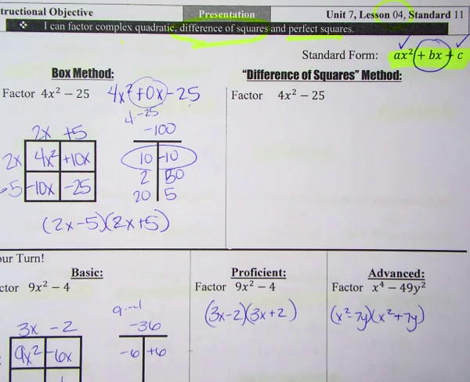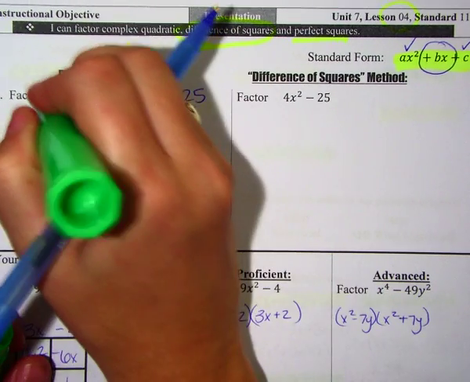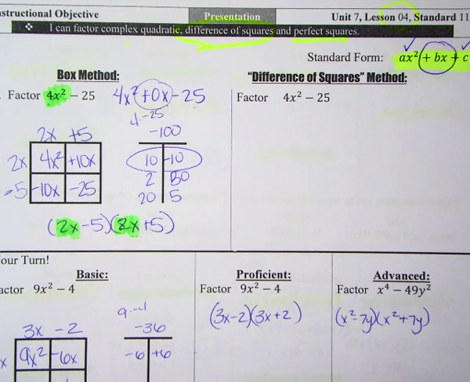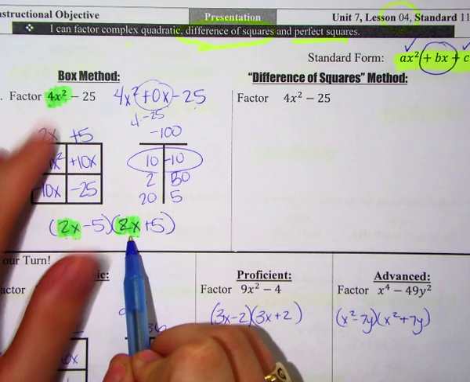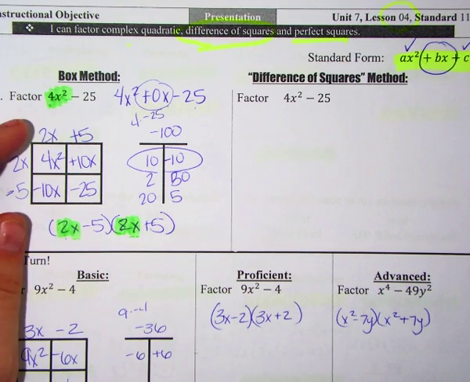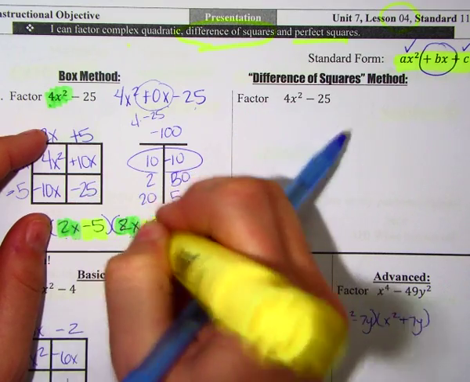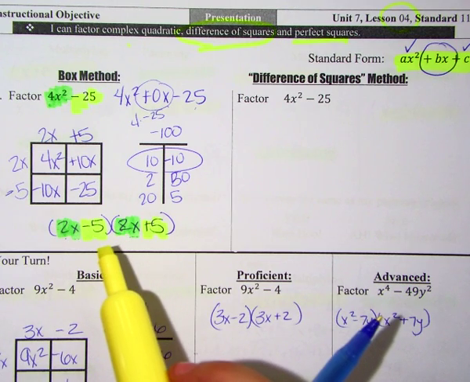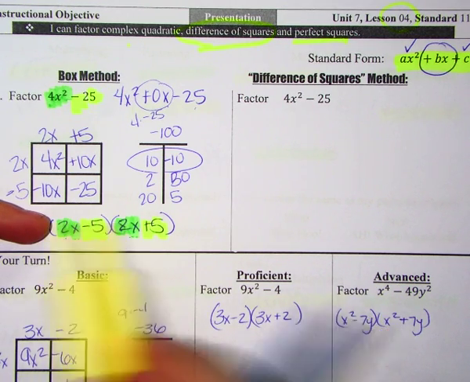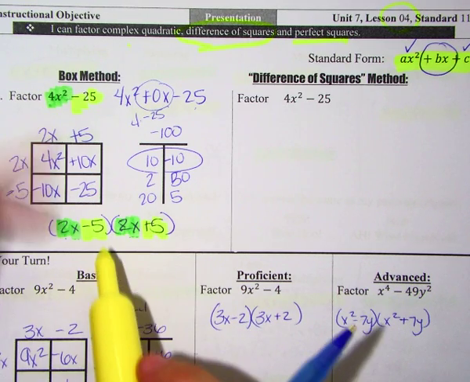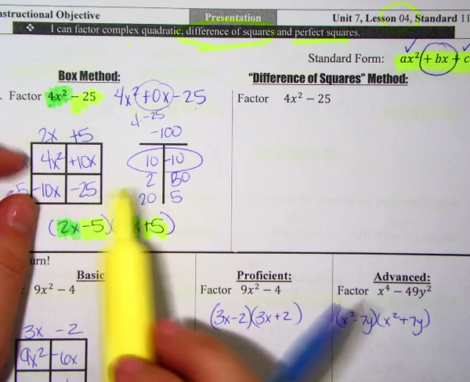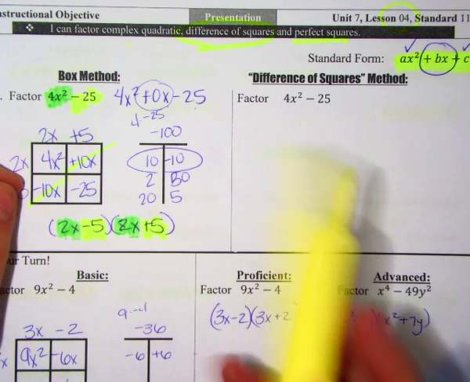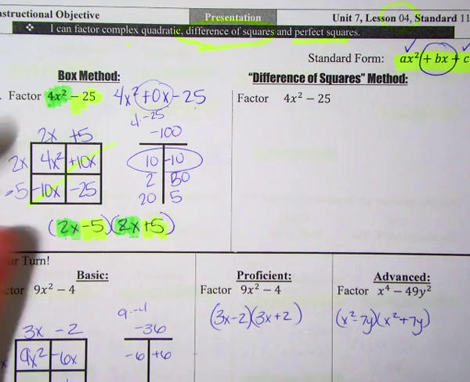Now, how does that relate back to the original? If we take a look at this term and these two terms, 2x times 2x is 4x squared. If we look at the last two terms, negative 5 times positive 5 is a negative 25. So the first term gives us the first term, the last two terms give us the last term, and since these signs are opposite, that middle term cancels out. That's what the difference of squares is.